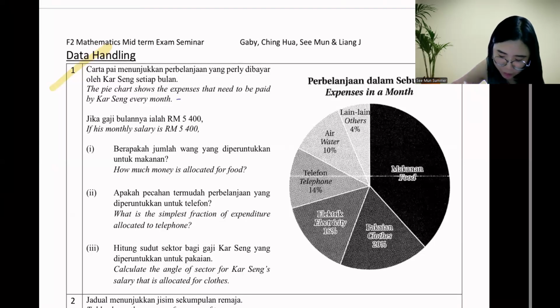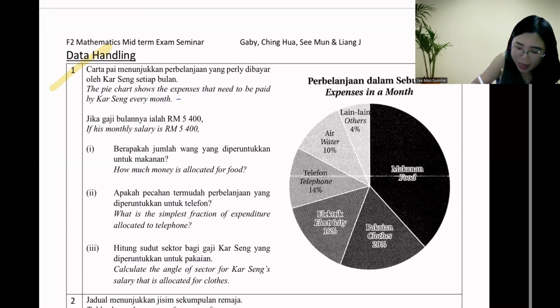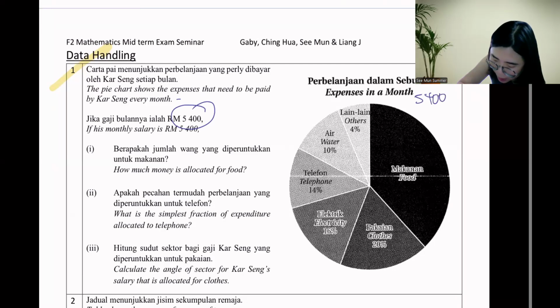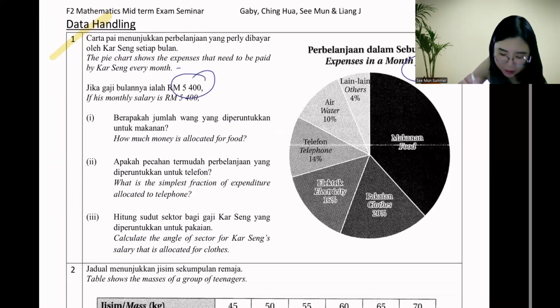The pie chart represents the expenses that he needs to pay every month, and they say the total monthly salary is 5400. So everything here added together gives a final answer of 5400. First, how much money is allocated for food?